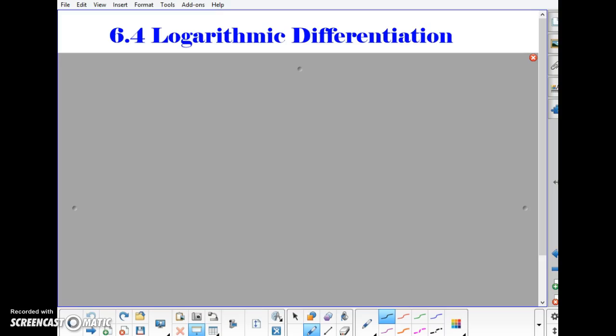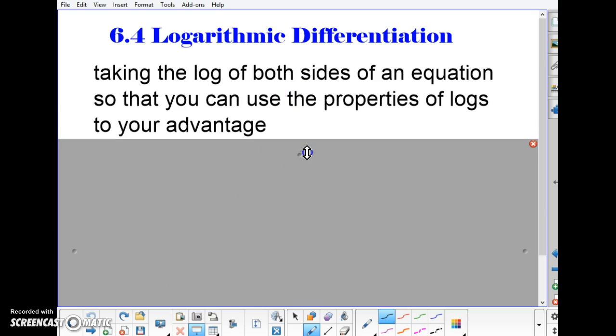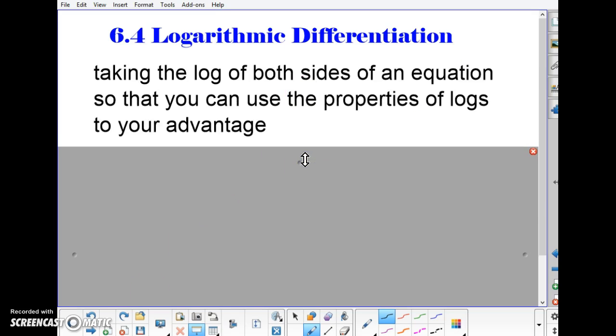Hi, we're going to be looking at logarithmic differentiation, which is using logs in order to find a derivative. At any point, if you feel like you need to pause to copy down some notes or anything like that, feel free to do that. But here is the process of logarithmic differentiation.